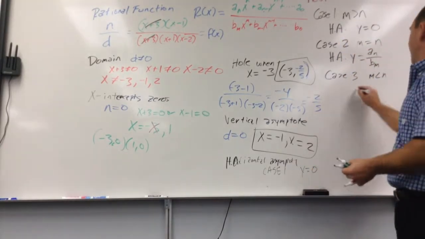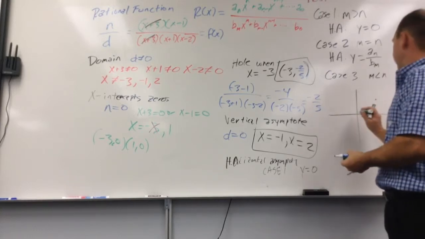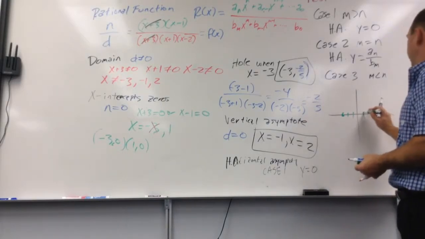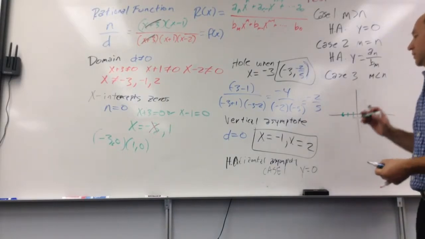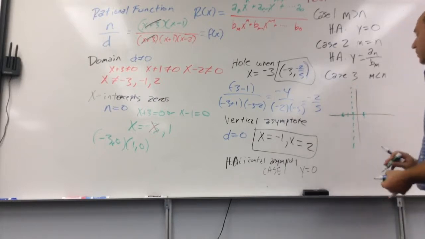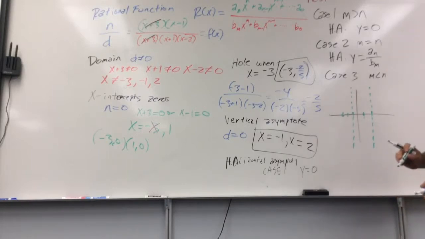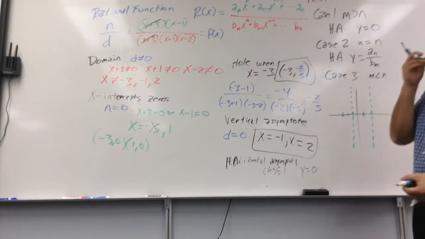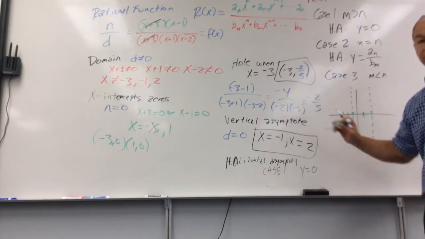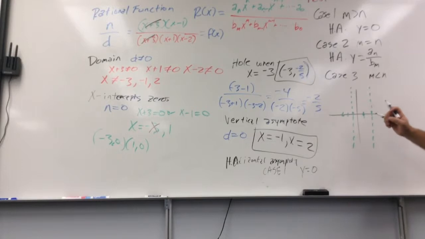So if I go to graph this, putting together the things that I kind of know right now: negative 3, 0 is a zero. 1, 0 is another one. Vertical asymptotes at x equals negative 1 and x equals 2. Do we know anything else about this? Well, I know that as I go off to infinity, it'll be at 0, and as I go to negative infinity, it'll be at 0. That's really interesting.